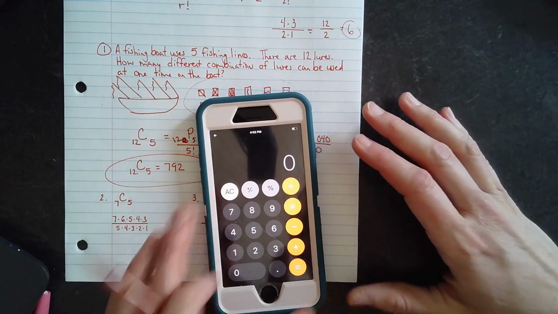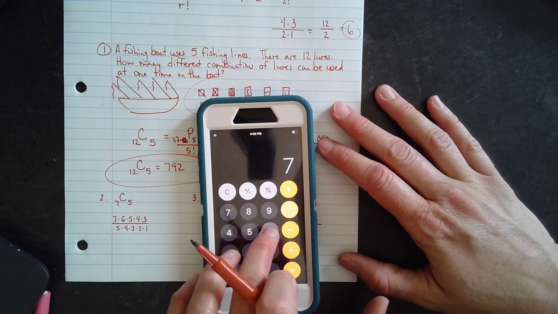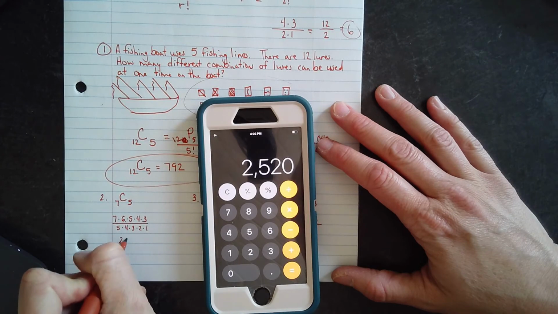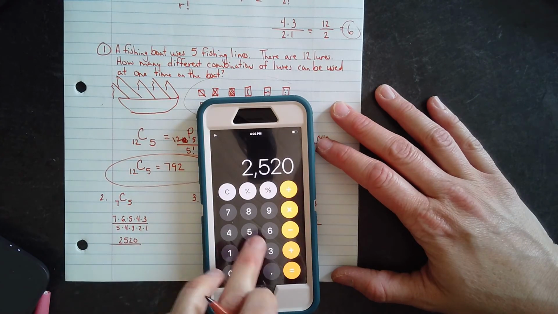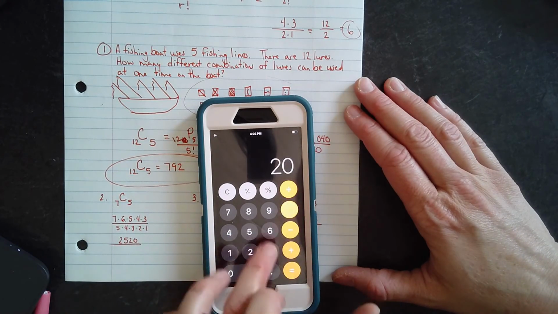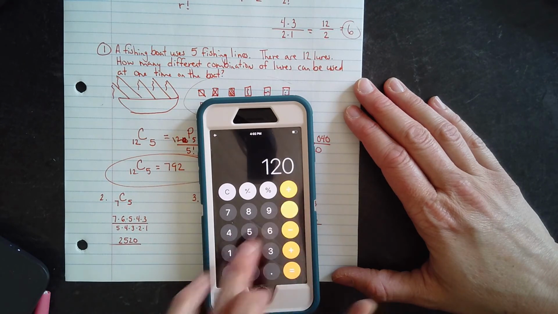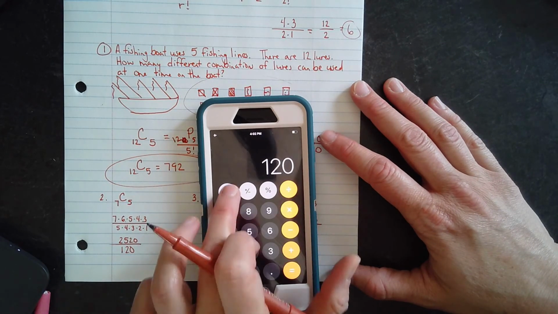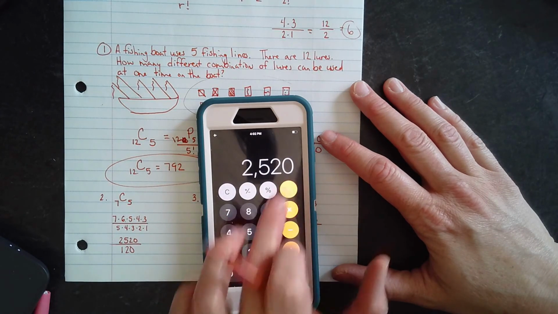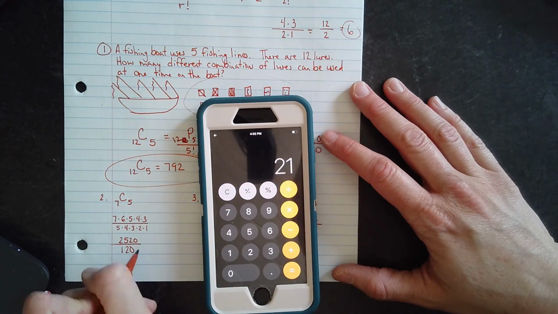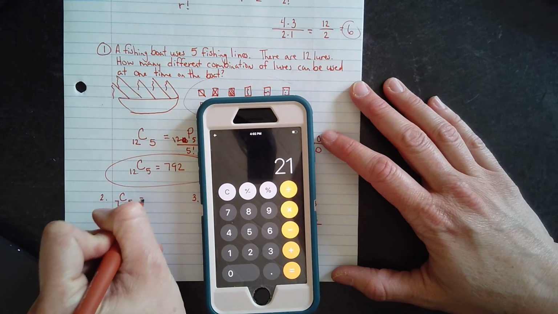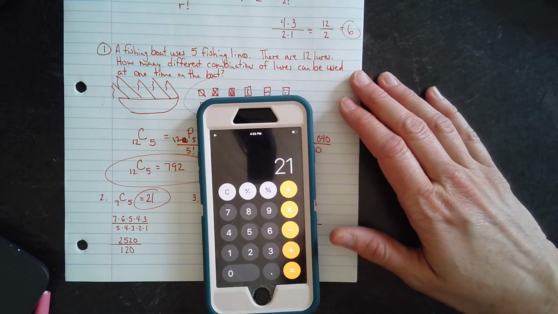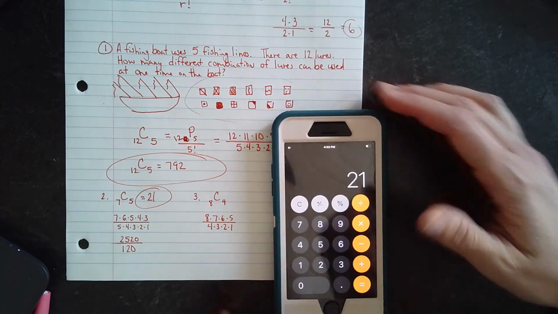So then when I go to do that, I should have gotten 2,520 over 120. Press equals. And then I'm going to divide those. And so for this one, the answer is 21. There are 21 different combinations when you have 7 objects taken 5 at a time.